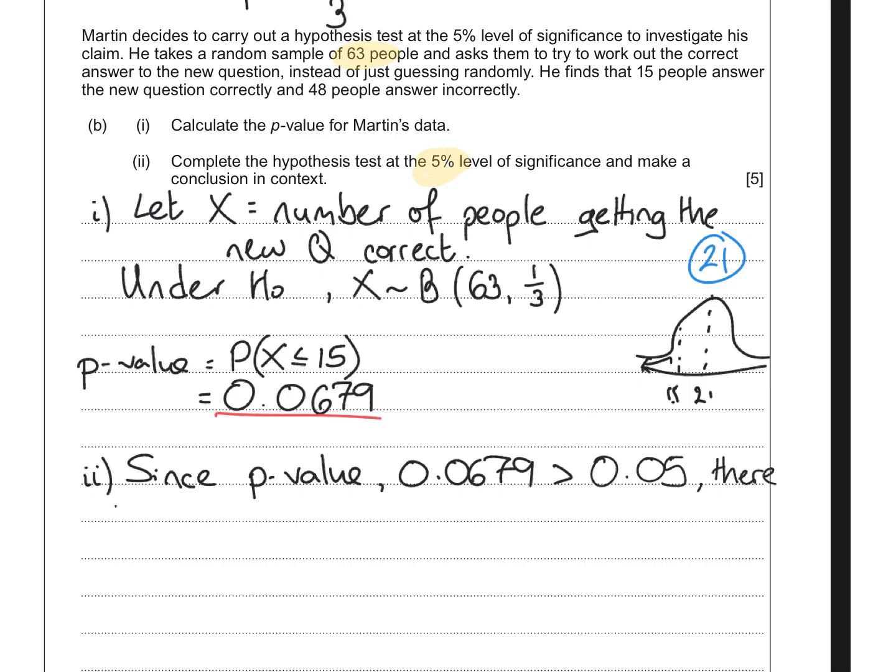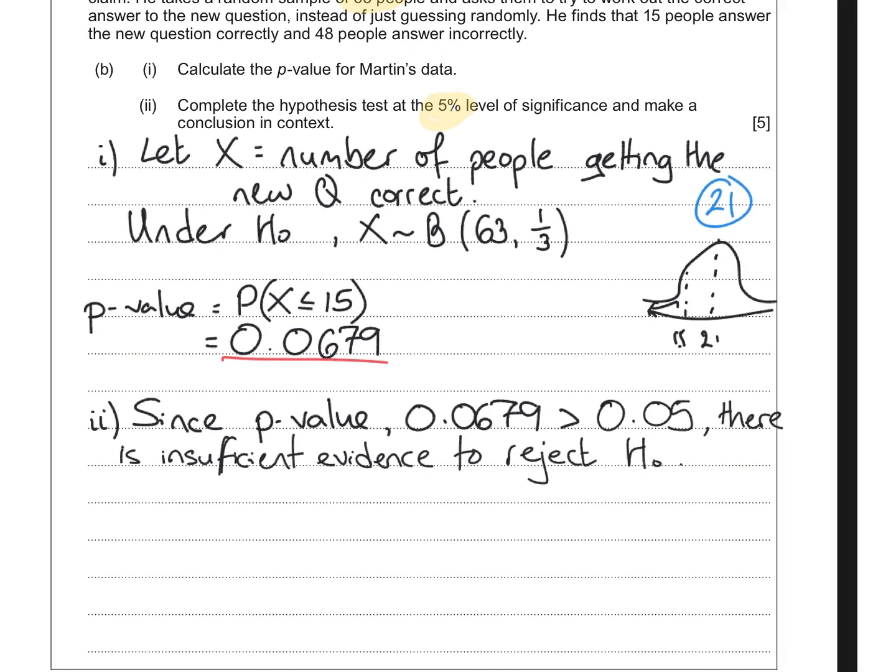to reject H0. Okay, so we've now got 4 out of the 5 marks for this part. You must answer in the context of the question. So you could say something as simple in this case as there's insufficient evidence to support Martin's claim, and that's probably what I would write in an exam because it's quicker.